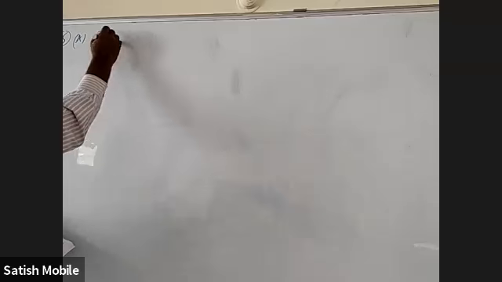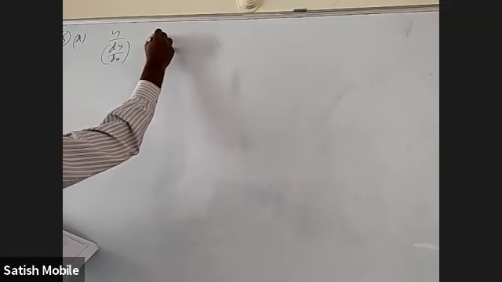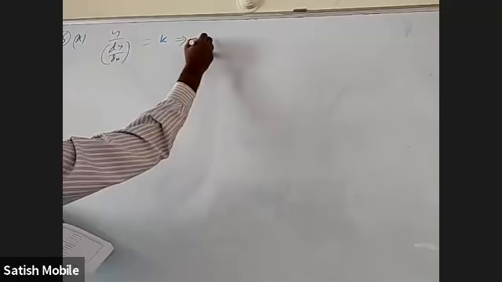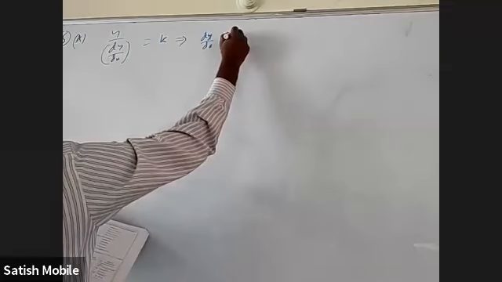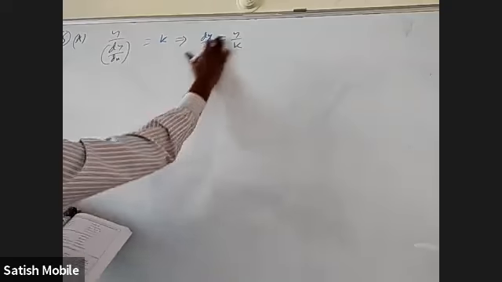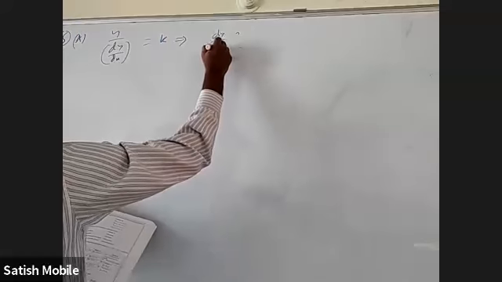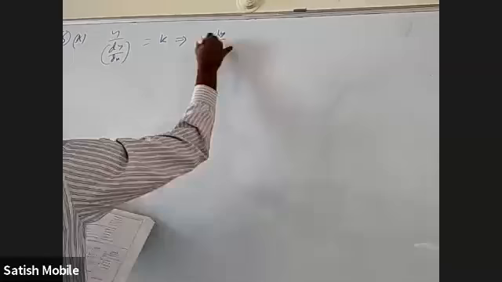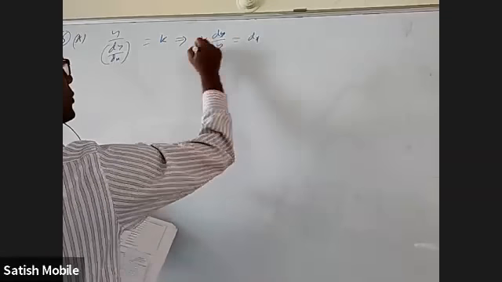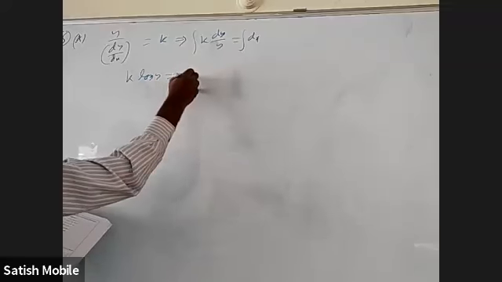Subtangent is constant. Subtangent is y by dy by dx is some constant k. So dy by dx is equal to y by k. Variable separable we want to use. So dy by y into constant is equal to dx. When I integrate, k log y is equal to x plus c.